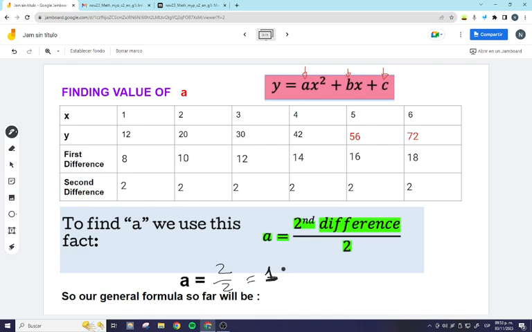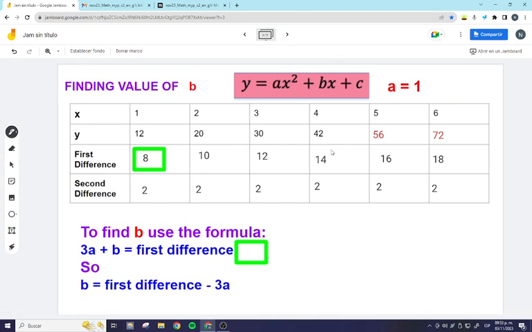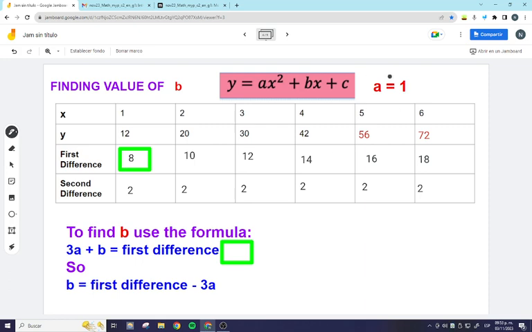Okay, so we already have a. We know that there's a number 1 here. But we still need b and we still need c. So remember, a is 1. Now, in order to find b, we need to use this formula: 3a plus b is the first difference.